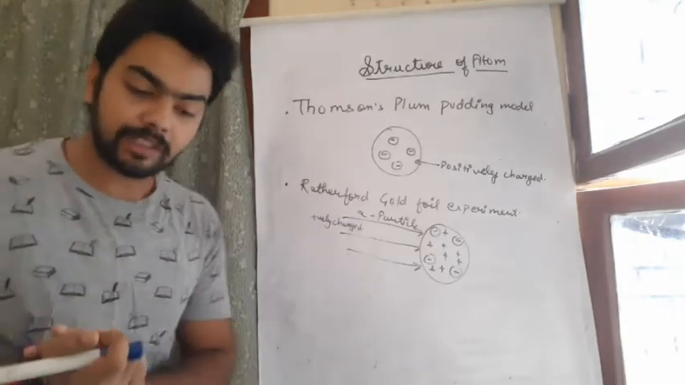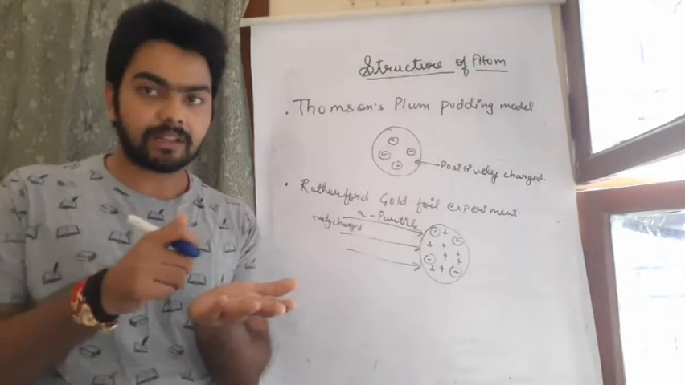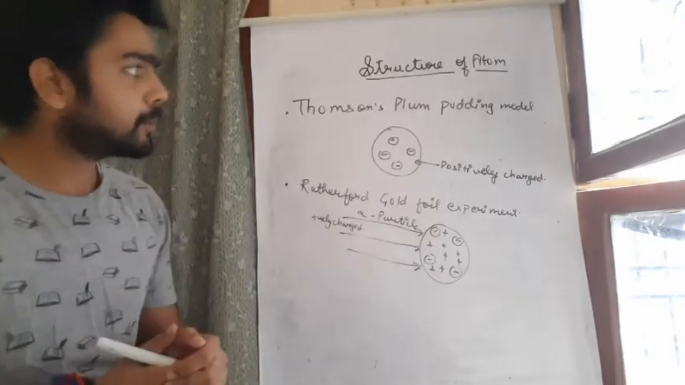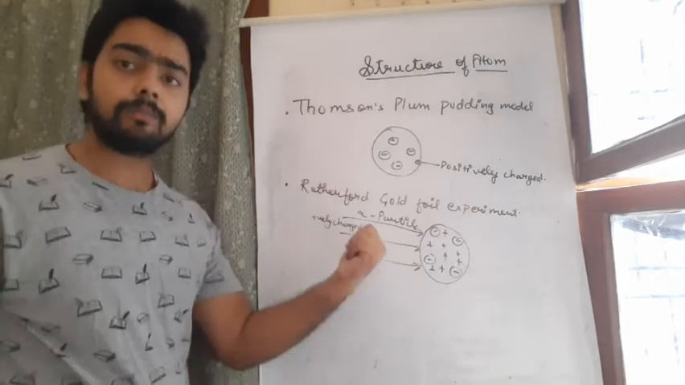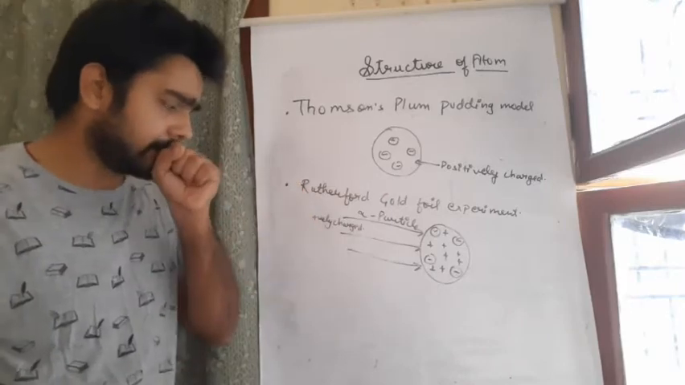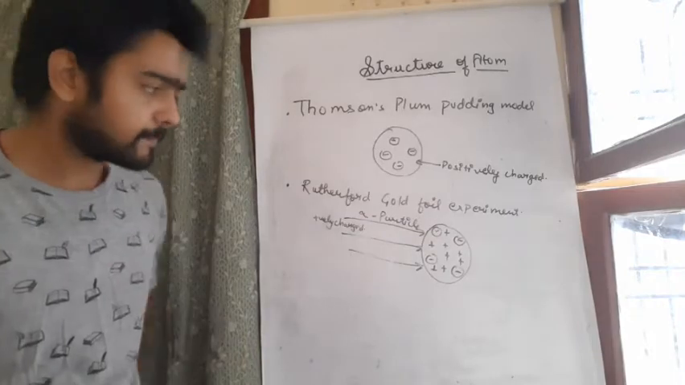For a simpler structure, you can also think about pizza. The base of the pizza is positively charged and the toppings on it are negatively charged. This was the model proposed by Thomson. To verify Thomson's apple pie model, Rutherford did a gold foil experiment.